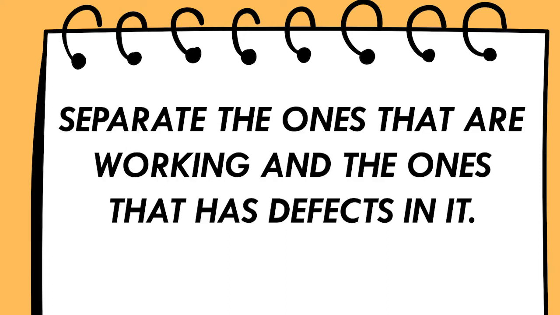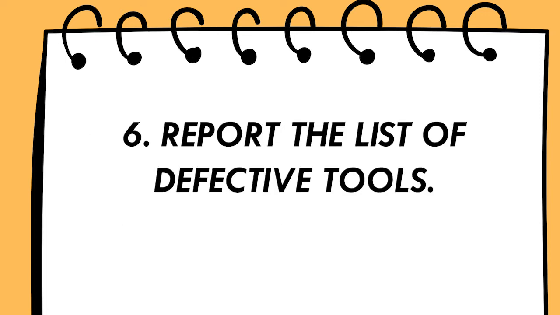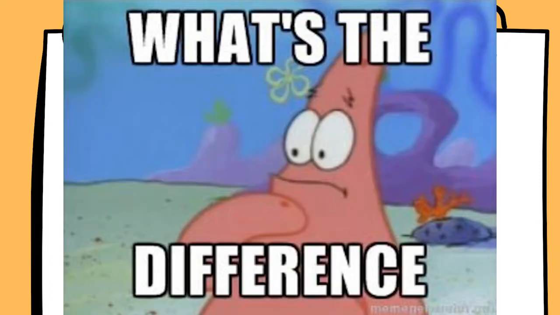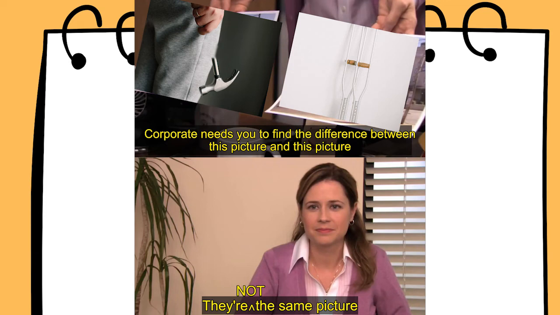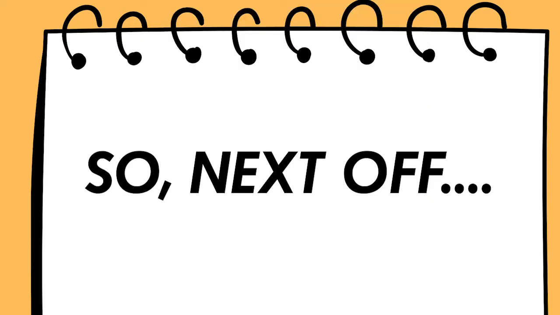Now, another thing, you should make a label of defective tools. Separate the ones that are working and the ones that have defects in them. It makes it easier to identify and, most importantly, report the list of defective tools. Don't keep it to yourself. There's a difference between a broken tool and a broken bone because of negligence of maintenance, especially if you're the one that discovered it. So, next slide.